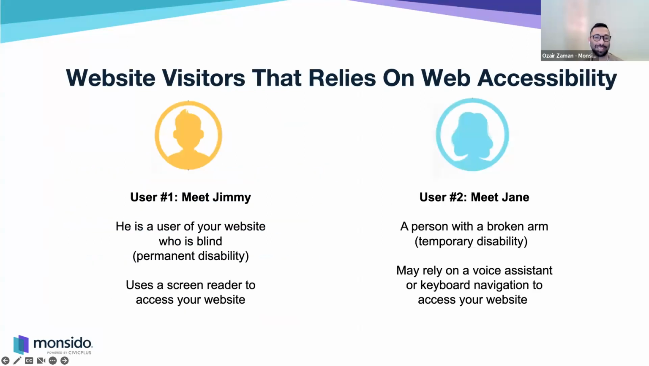Right. This is the thought experiment that I was talking about. So we talked about some disabilities and thinking about your website. What I want to do for this one is put your mind in the seat of someone with varying types of disabilities. So I want to introduce two users to your website: Jimmy and Jane. Meet Jimmy. He is a user of your website who is blind. So that's a permanent disability, right? Jimmy is going to be using a screen reader to access your website.